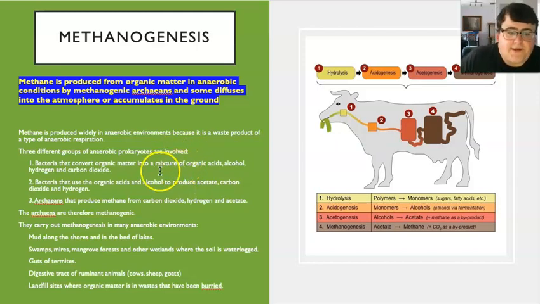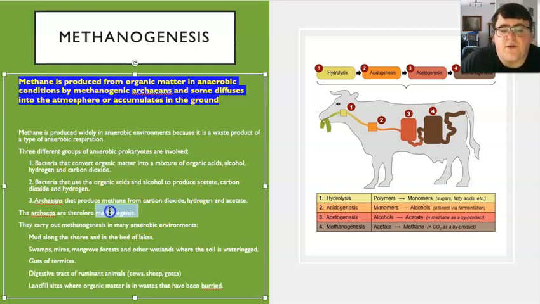We've got bacteria that use organic acids and alcohol to produce acetates, carbon dioxide, and hydrogen. And then we also have our archaeans, which produce methane from carbon dioxide, hydrogen, and acetate. Because of that, out of those three, archaeans are considered methanogenic. They're creating methane. Methane creation.